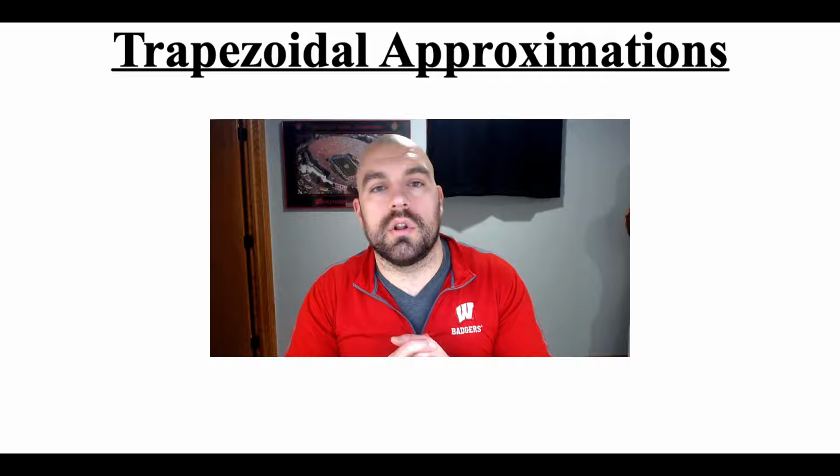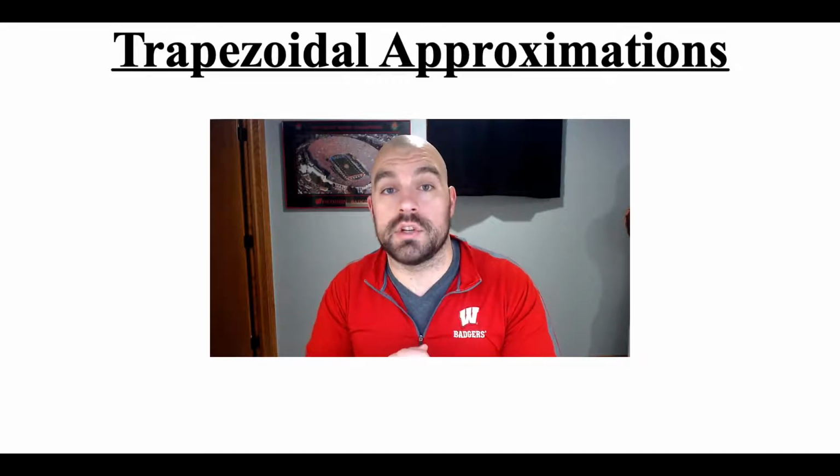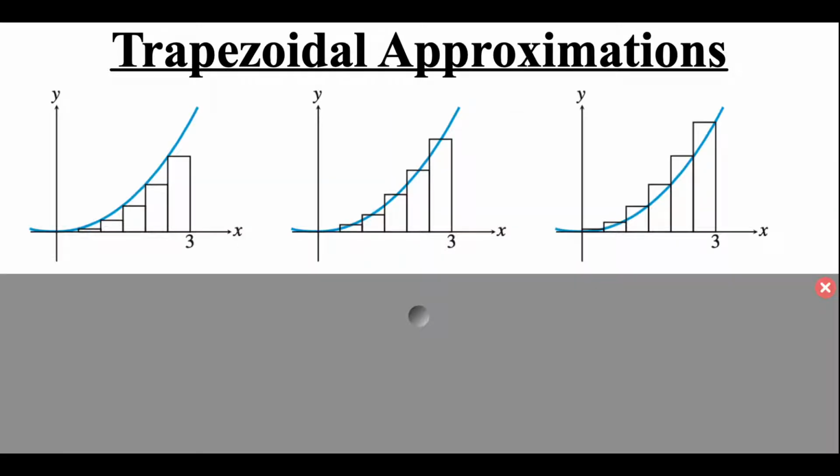In this video, we're going to look at trapezoidal approximations. Now, back when we first learned about approximating area underneath a curve, we used rectangles to help us find that area because rectangles are easy to find the area of. But depending on what type of rectangles we used and depending on what our graph looked like, our approximation could have been an over approximation or an under approximation.